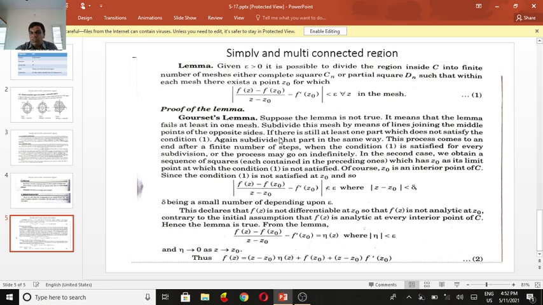The other possibility is that the lemma is not true. By assuming the lemma is not true, the condition is false, and the lemma totally fails. So, assuming otherwise, the lemma is true. That is to say, the absolute value of (f of z minus f of z naught) divided by (z minus z naught), minus the derivative of f of z naught, is less than epsilon.